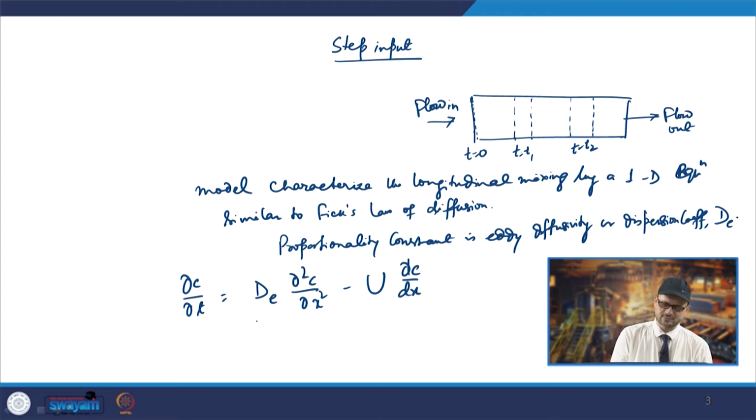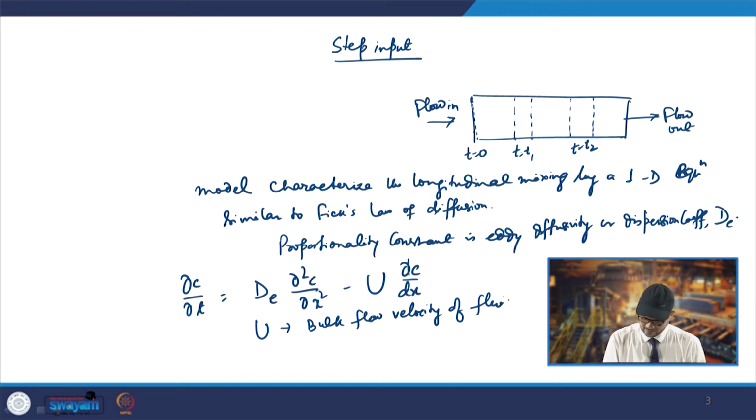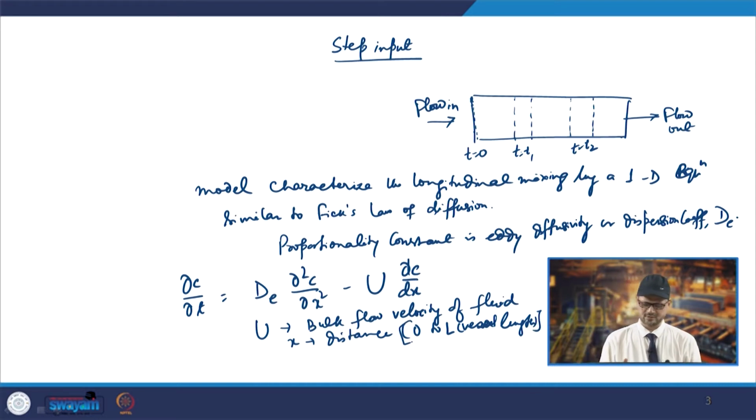Here U is the bulk flow velocity of the fluid, and x is the distance in the x coordinate. It varies from 0 to L, where L is the vessel length. So this way you will have these terms.